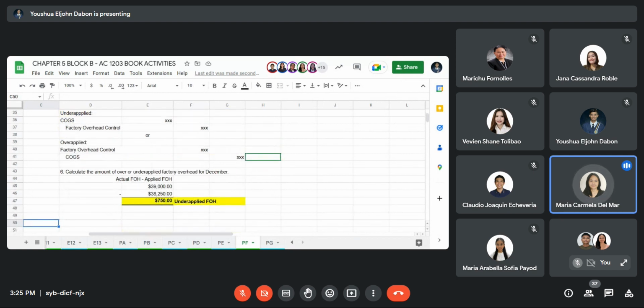For the last requirement, we need to calculate the amount of over or under applied factory overhead for December. To get the total, we need to subtract the applied factory overhead from the actual factory overhead, which is 39,000 minus 38,250, and will give us a total of 750 under applied factory overhead.